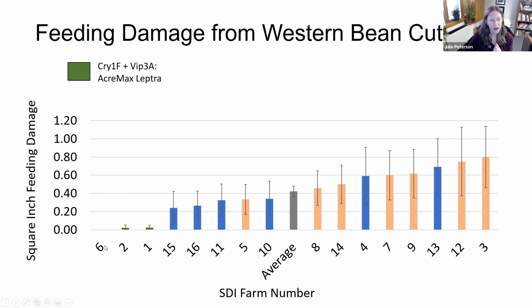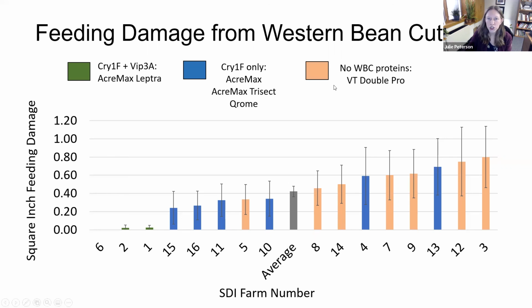These are broken down into these green bars, which were hybrids where the farm owner had chosen a hybrid, Acre Max Leptra, and that has Cry1F and VIP3A. And remember, VIP3A is the one that's still working very well for Western bean cutworm. The blue bars had Cry1F only, and there were several different trait packages that had Cry1F as the only Western bean cutworm protein. And then the orangey ones are ones that had no Western bean cutworm proteins in them. Most of those were VT Double Pro.